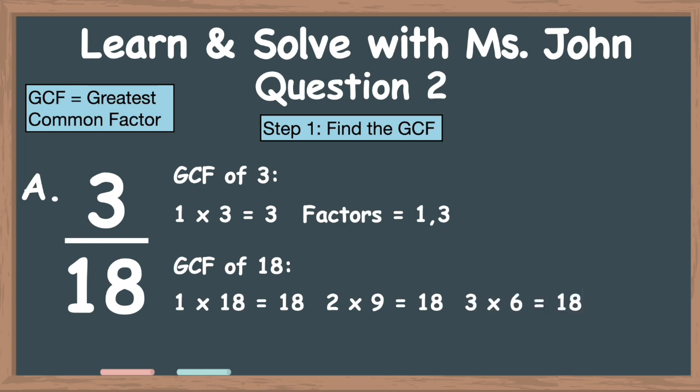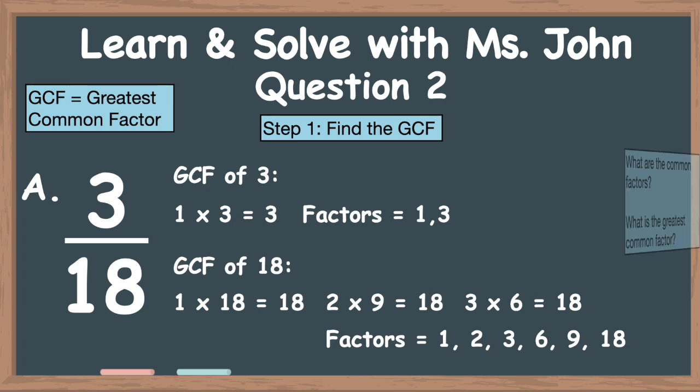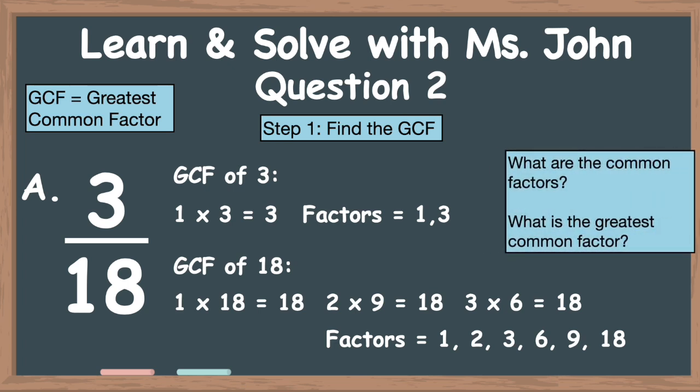And then you could think about, does 4 times something equal 18? And the answer is no. So we could conclude that these are the factors of 18. So the factors are 1, 2, 3, 6, 9, and 18. So now we're going to look at the common factors for 3 and 18. And the common factors for 3 and 18 are 1 and 3.